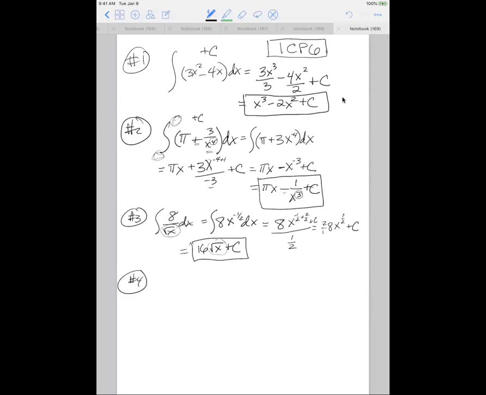Number 4. This time we've got a definite integral. When it's a definite integral, the answer should be a number. It should be an actual value as the final result. As long as the definite integral has numeric a and numeric b, then the answer should be a number. So we end up with here, there's nothing to simplify. Raise the power by 1 and divide by that new power.